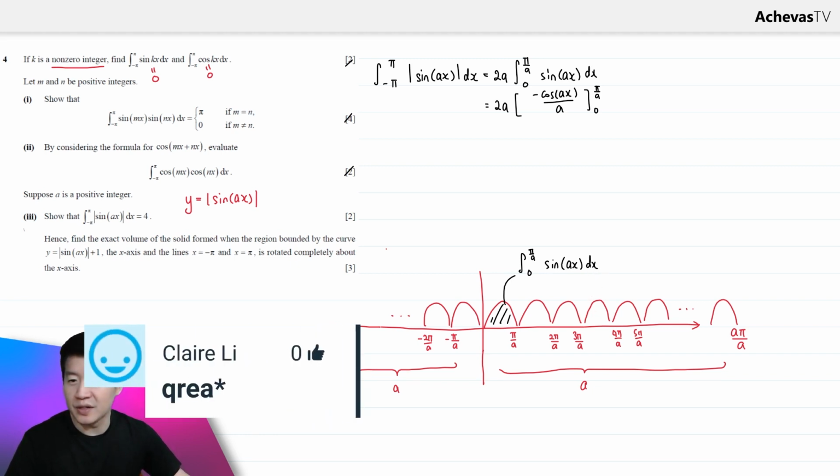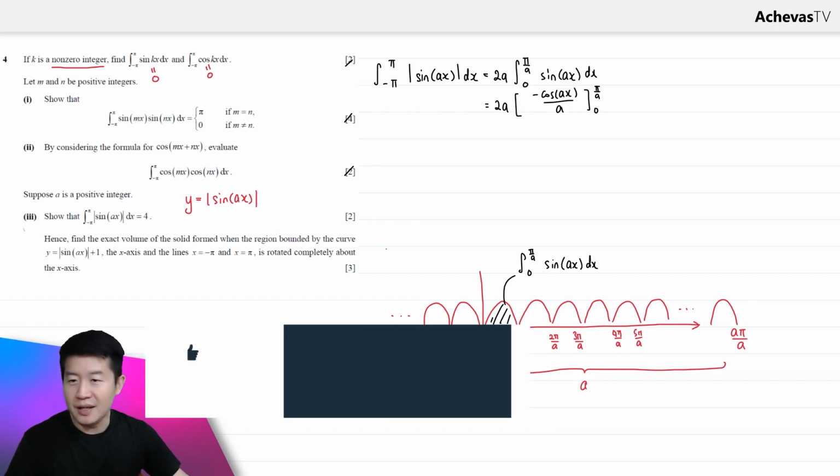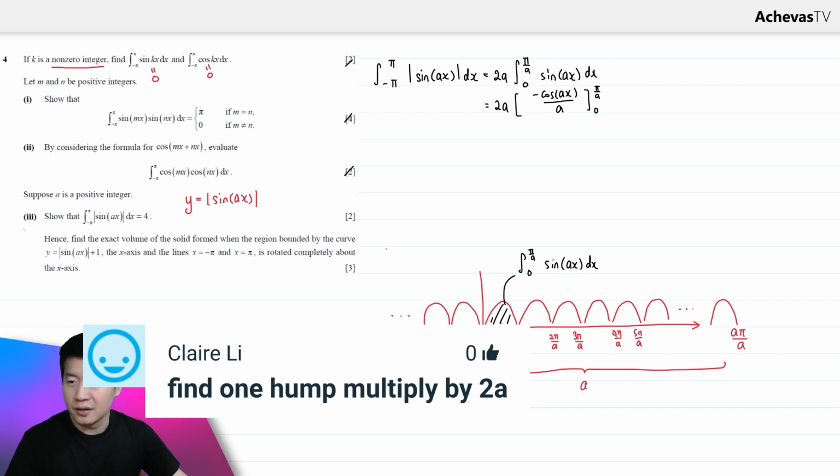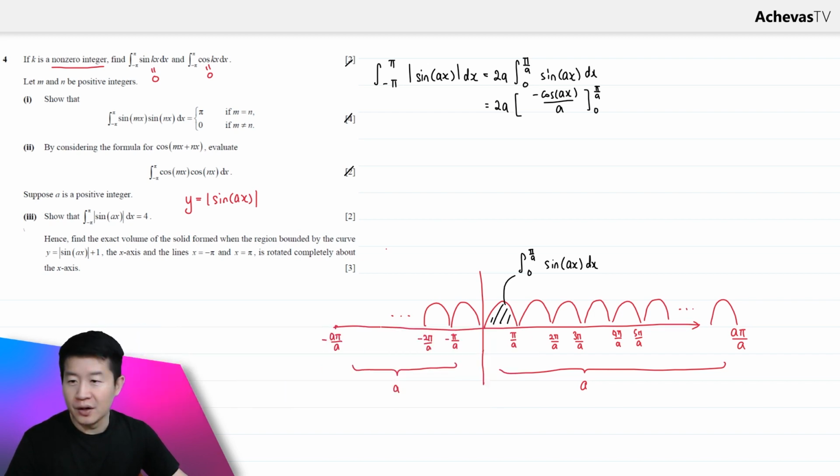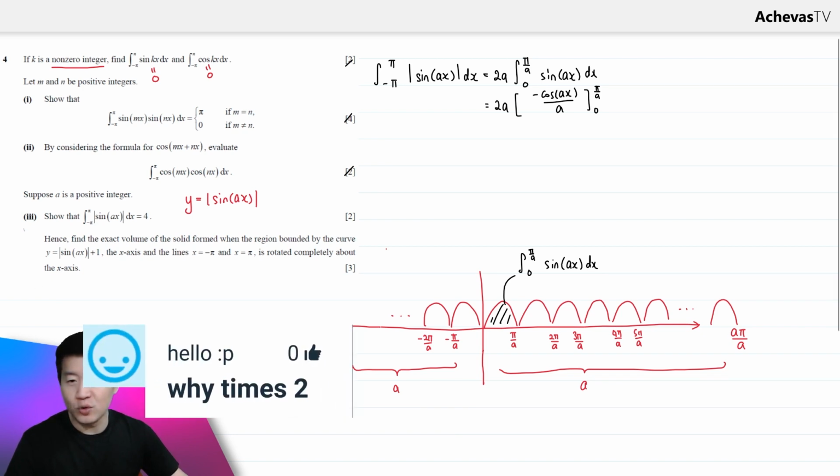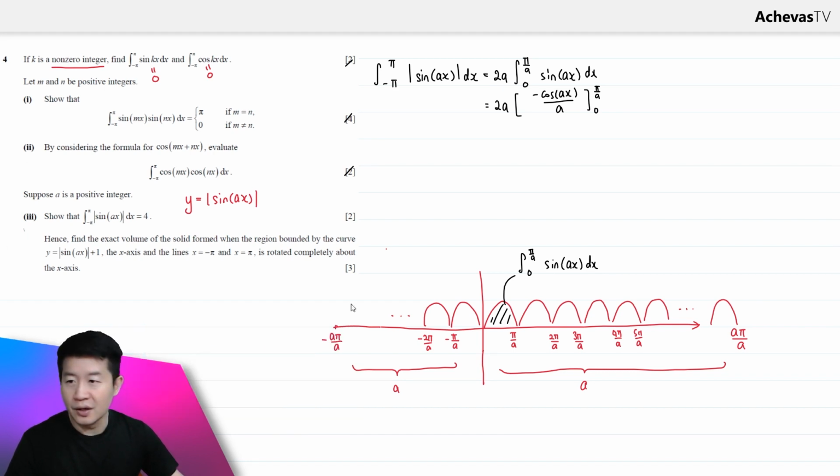Like what Claire you have just mentioned here, it is finding the area of 1, then multiply by 2a, because there are 2a of these humps. The 2 is because you are integrating from minus pi to pi. So on one side there are a of them, on the other side there's another a of them. So in total there are 2a of the humps.